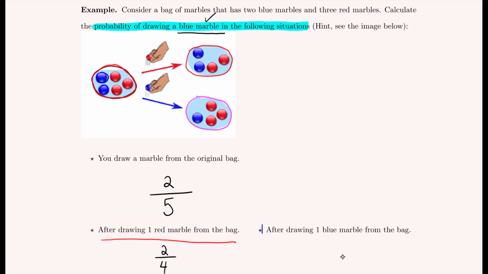So if you would take a moment to write out what is the probability that we draw a blue marble from this new bag. Well, there's 4 marbles that we could have drawn from, and of those 4, only 1 of them meets our criteria of being a blue marble.